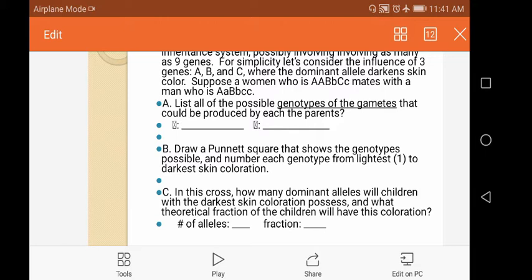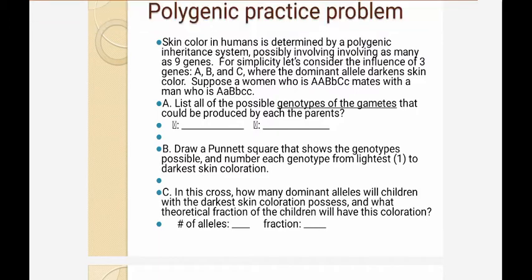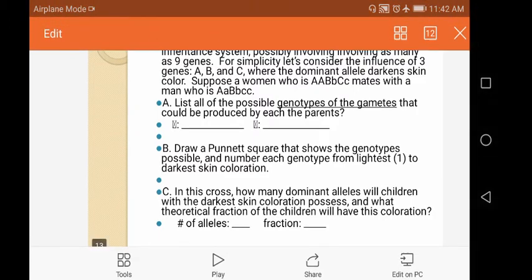A list of all possible genotypes of the gametes that could be produced by each of the parents. Draw a Punnett square that shows the possible genotypes from lightest to darkest skin coloration and tell me.